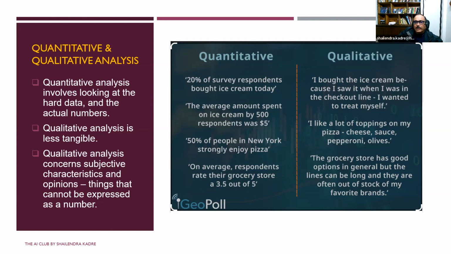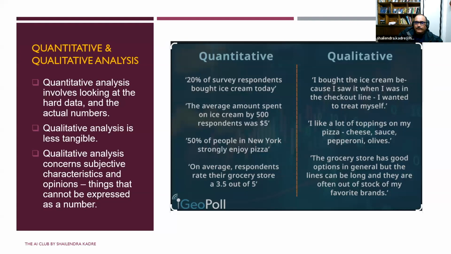Now an example of qualitative. I bought the ice cream because I saw it when I was in the checkout line. I wanted to treat myself. At the billing counter, there are so many tempting things kept, right? Some candies, some nice chocolates, some dry fruits will be kept, so that while you are doing the billing, they want you to pick up something and increase your billing amount. Okay, so this guy saw an ice cream in the checkout line and bought it. So it is a qualitative statement.